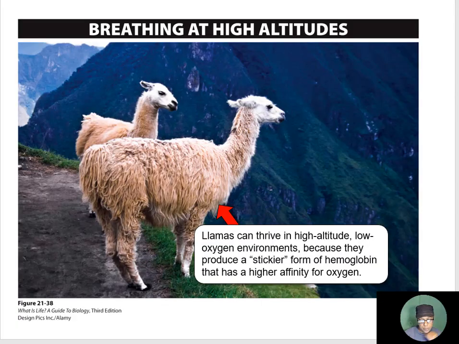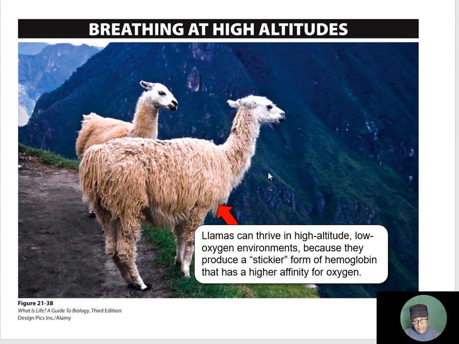Now let's talk about breathing at high altitudes, because as you know, if you were to try to climb Mount Everest, for example, you have to take oxygen tanks with you because we as humans cannot breathe at that height. We're going to see why. So there are different organisms that can.